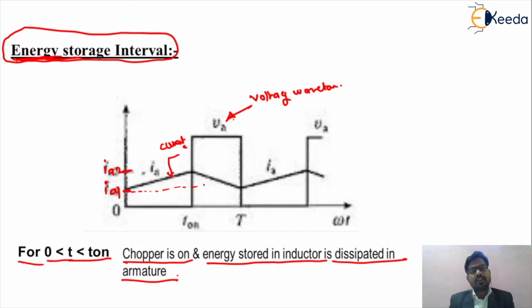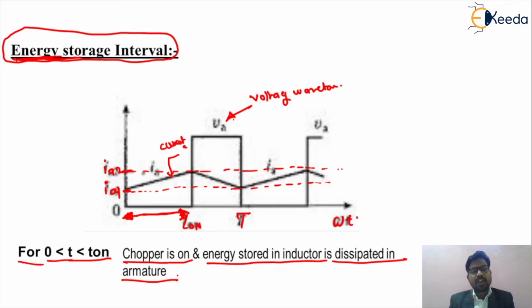Now we can extend this value of IA1. This will be the value of IA2. Friends, this will be with respect to time. This will be the voltage waveform. First of all, this will be the time period which is called t on period. This is the total time period t. So this is called the 0 to t on time period.